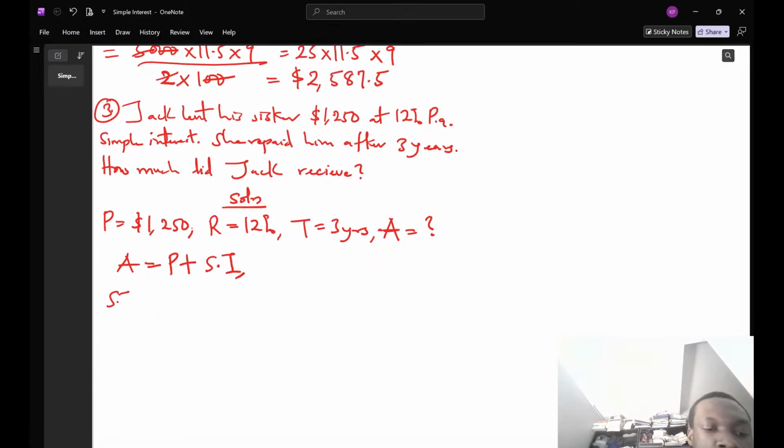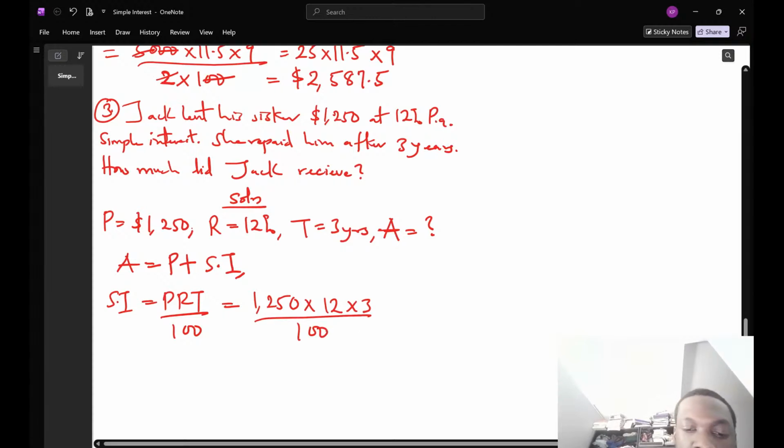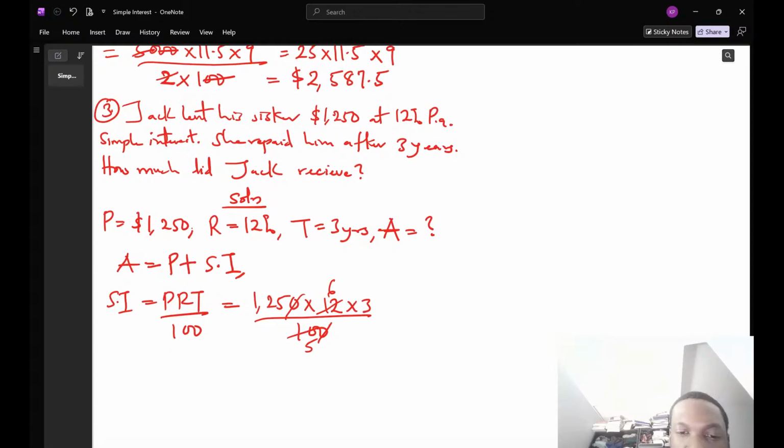Okay. So we know that SI is equal to PRT over 100. So that will be 1,250 times 12 times 3 over 100. Okay, sorry, over 100, not 1,000. So this 0 we cancel this 0. So 2 can go in 10, 5. 2 can go in 12, 6. Okay, so 5 can divide 125. 125 divided by 5 is 25. So we have 6 times 3 is 18. So we have 25 times 18. So if we do 25 times 18, we should get $450.